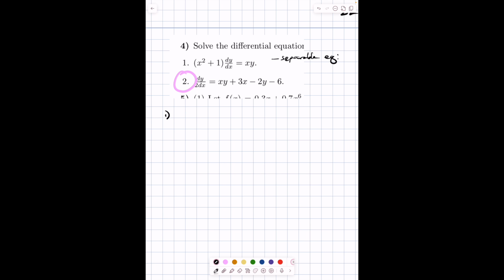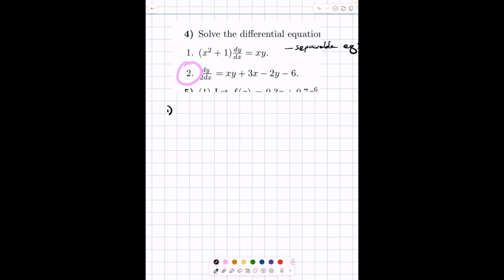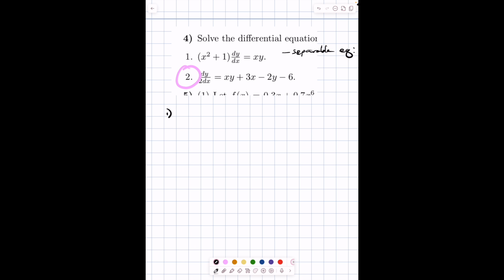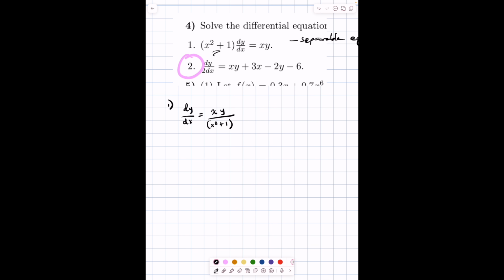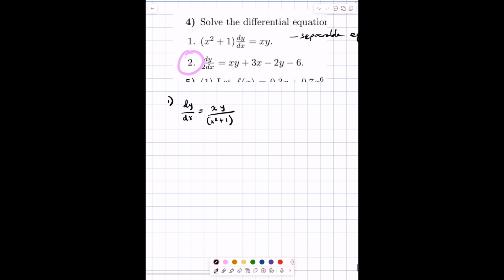I need to break it up into its factors. So let's first divide the x squared plus 1 over. dy dx is equal to x times y over x squared plus 1. And this is just after me dividing this to this side. Then from here, I have two distinct variables. I have x squared plus 1 times y.